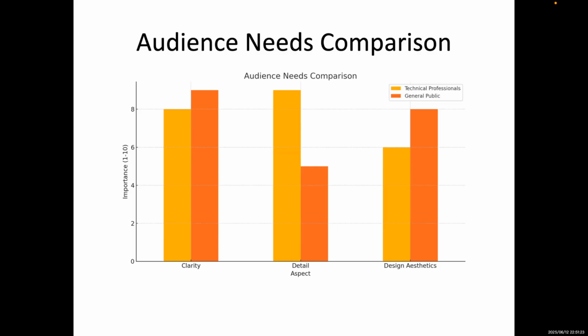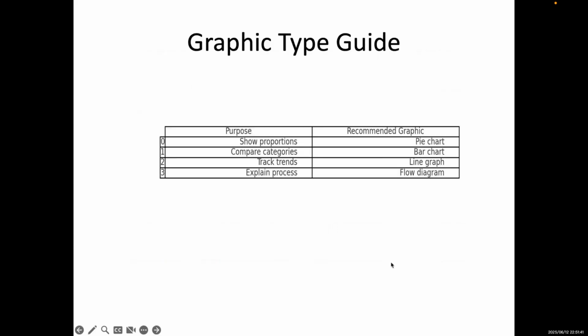If you ignore your audience's needs, your message could be misunderstood or ignored entirely. A good communicator doesn't just tell, they anticipate the reader's expectations and design accordingly. When you understand your audience, you can choose the right graphic type. This chart gives a quick overview. Pie charts are great for showing part of a whole. Bar charts help compare different categories. Line graphs are ideal for showing change over time. Flow diagrams or process charts are useful when explaining steps.